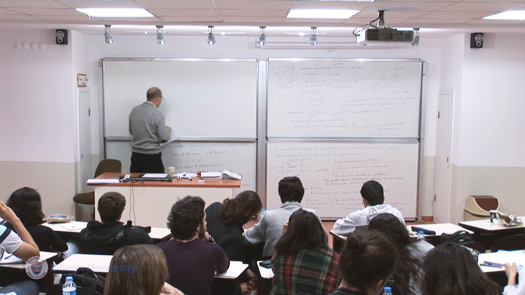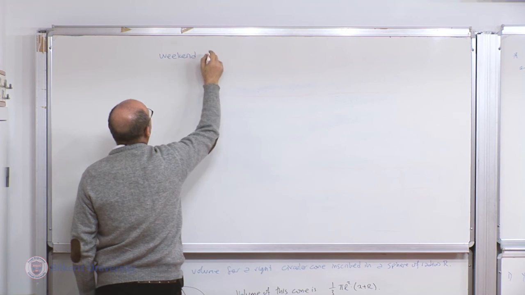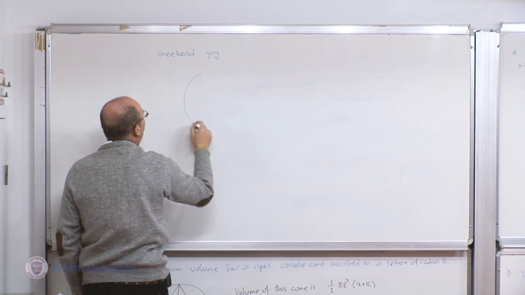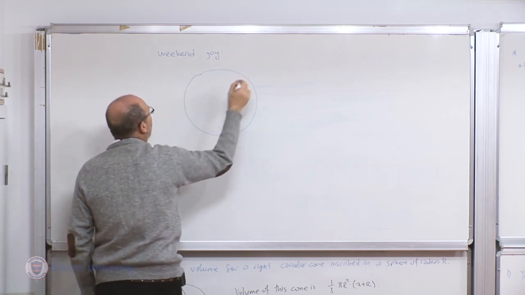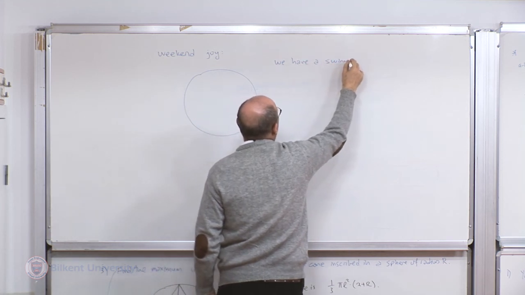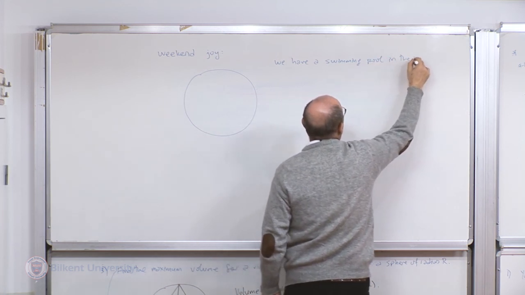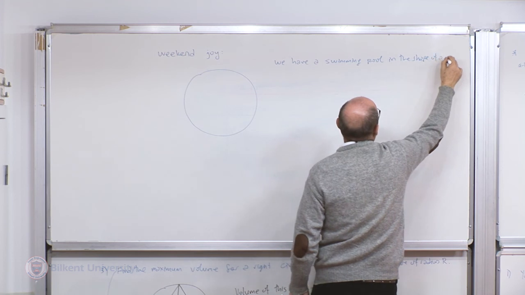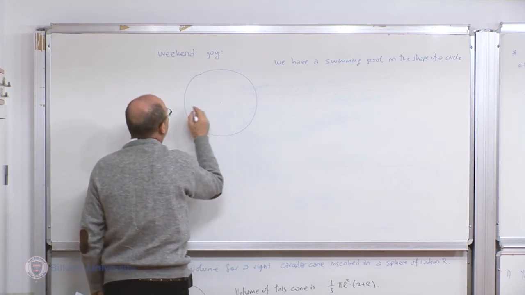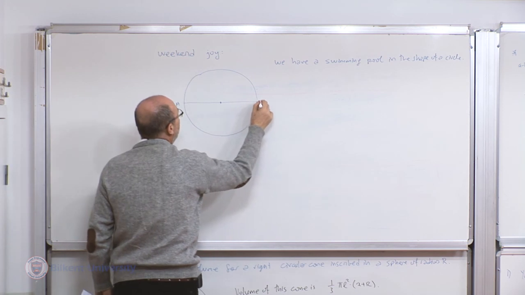Okay, so, weekend joy. We have a swimming pool like this, in the shape of a circle for some reason. This is the center and this is the diameter, A, B.